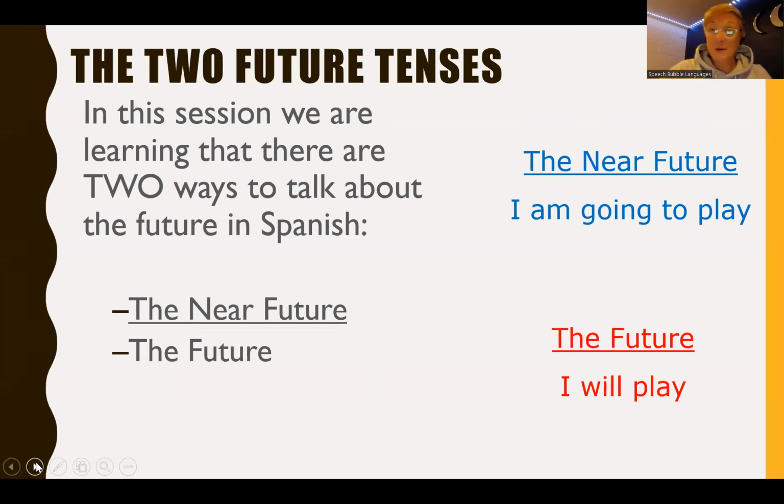When we translate the future, we use the word will. Instead of saying, I'm going to go to bed, I'm saying, I will go to bed. Both of these are talking about events that are going to take place in the future, but there is a slight difference between them, with the near future using going to do something and the future using will in its English translation. The first one we're going to take a look at is the near future.